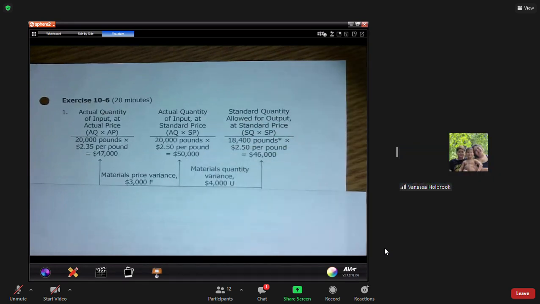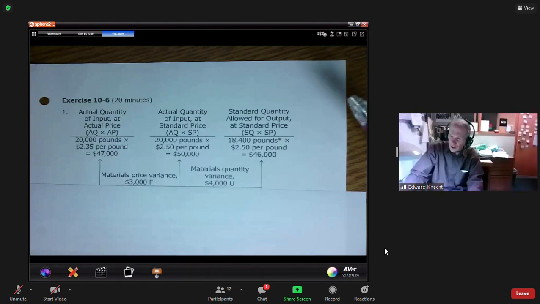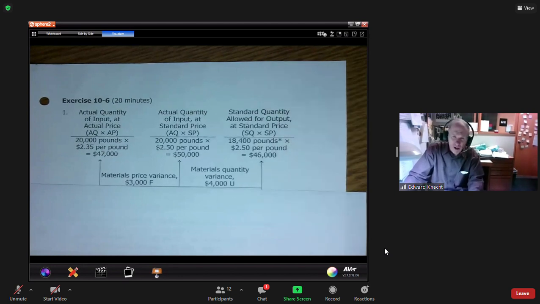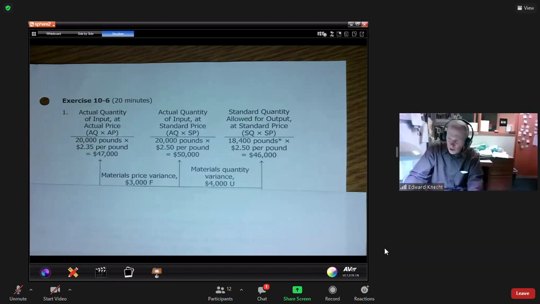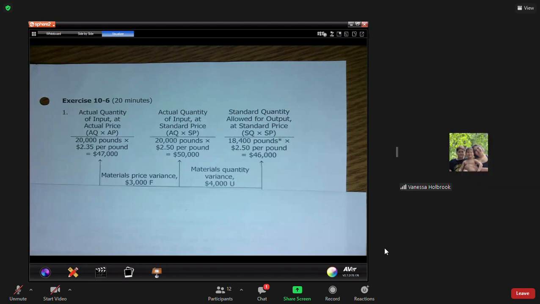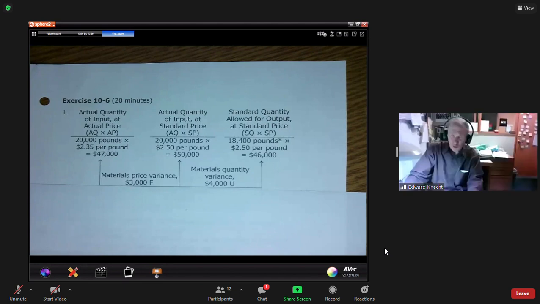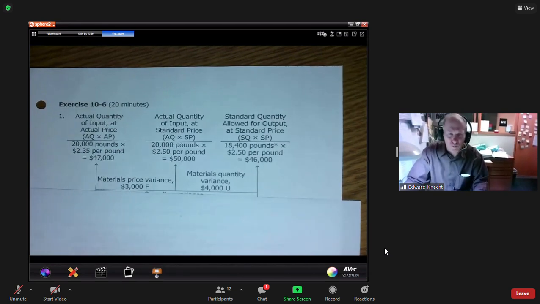Hold on. How did they get the 18,400 pounds? Oh, we mentioned it before. What was the output? Tell me the actual output. I want to know what the problem says for the actual output. How many units did they produce? Do they tell us in the problem? So they produced 4.6. What's 4.6? Did they produce 4.6 pounds, or did they use 4.6 pounds for every unit produced?